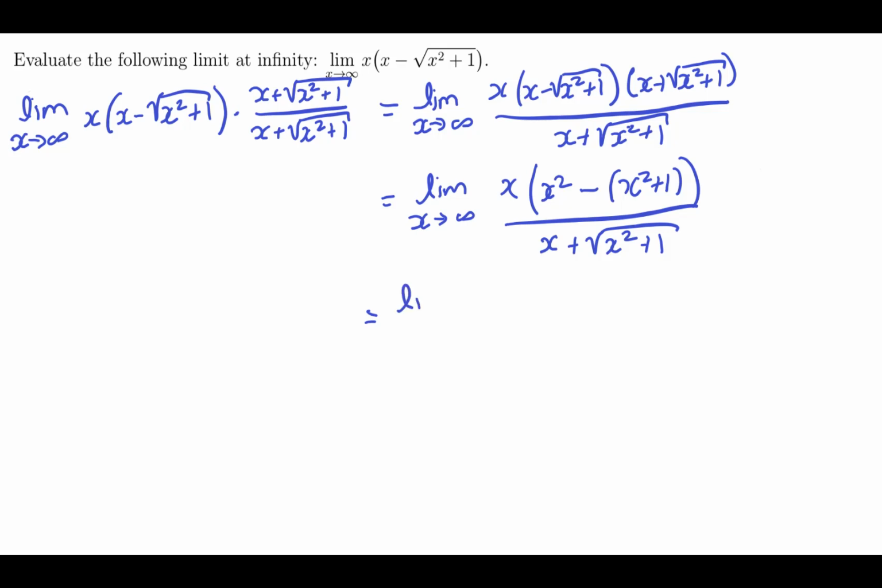This is equal to the limit as x tends to infinity. Notice that the x squared terms cancel, so we're left with negative x over x plus square root of x squared plus 1. Now we can't yet evaluate this limit directly since we would get the indeterminate form negative infinity over infinity. And so with that in mind, we're now going to divide both the numerator and the denominator by x.